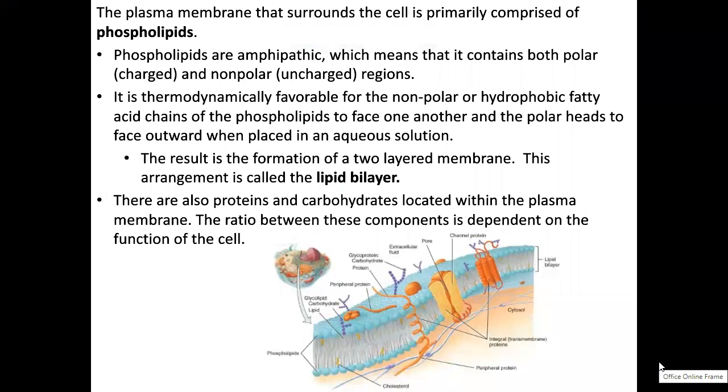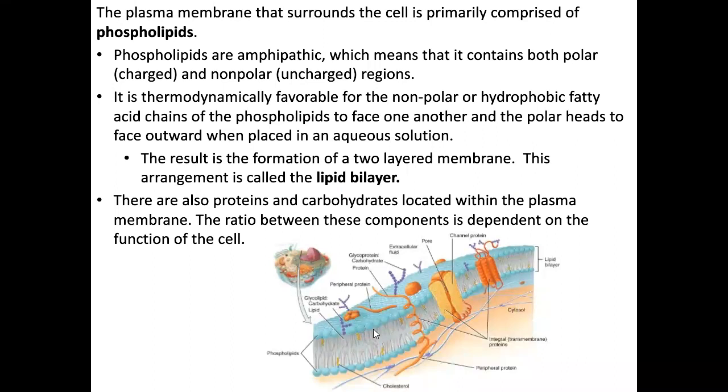It is thermodynamically favorable for the nonpolar hydrophobic acid chains of the phospholipids to face one another and the polar heads to face outward when placed in an aqueous solution. Aqueous solution is a watery solution, which, as we know, we have all over the place. Places like inside the cell and outside the cell, what we call intra and extracellular fluids. Okay. Results in the formation of a two-layered membrane we call the lipid bilayer.